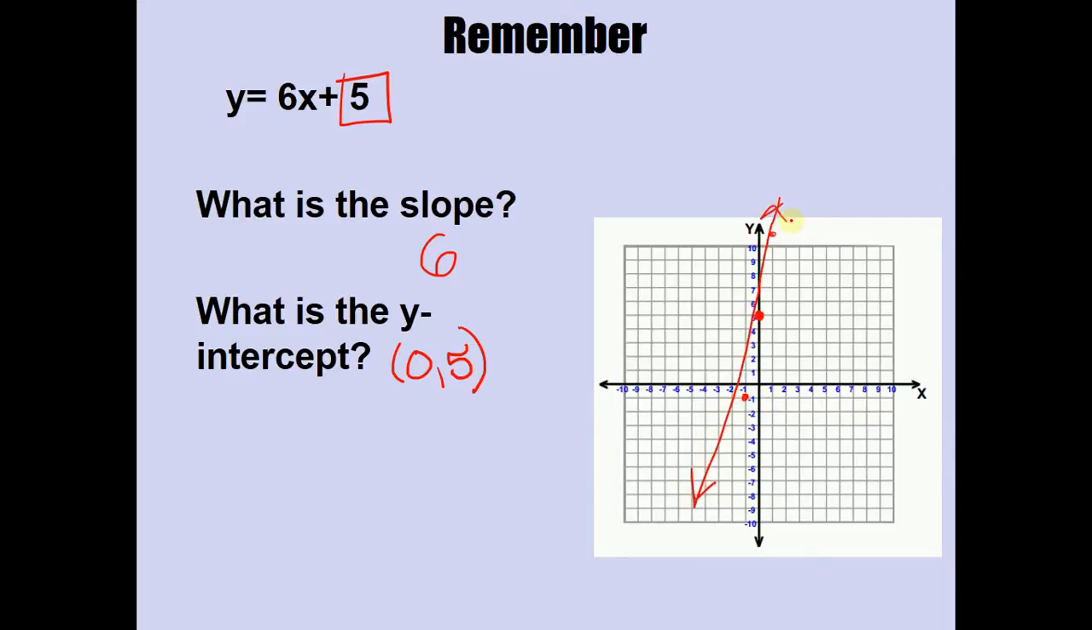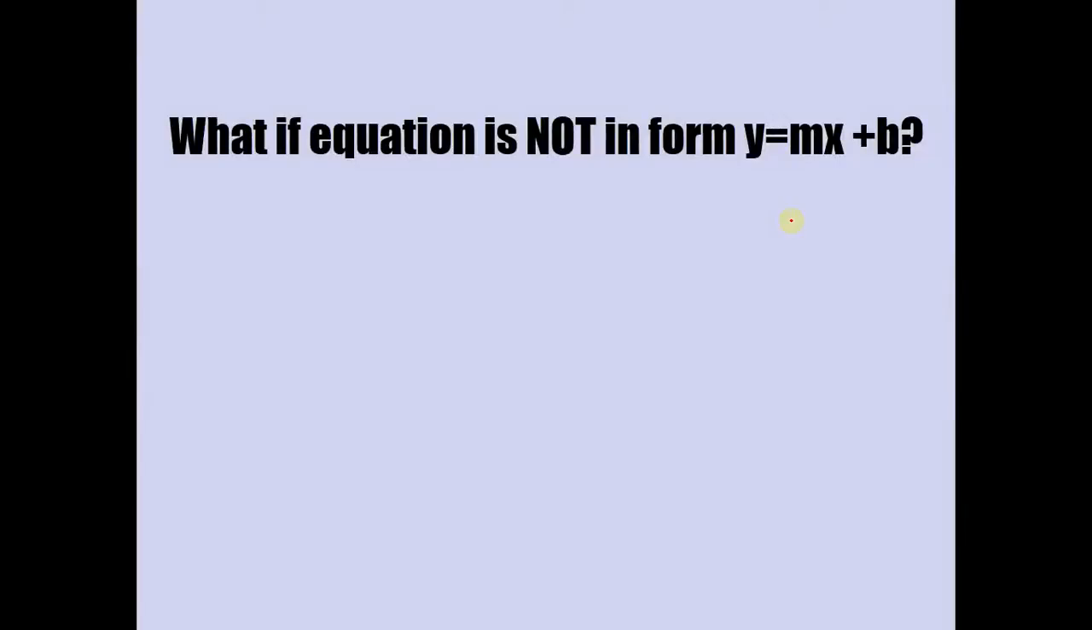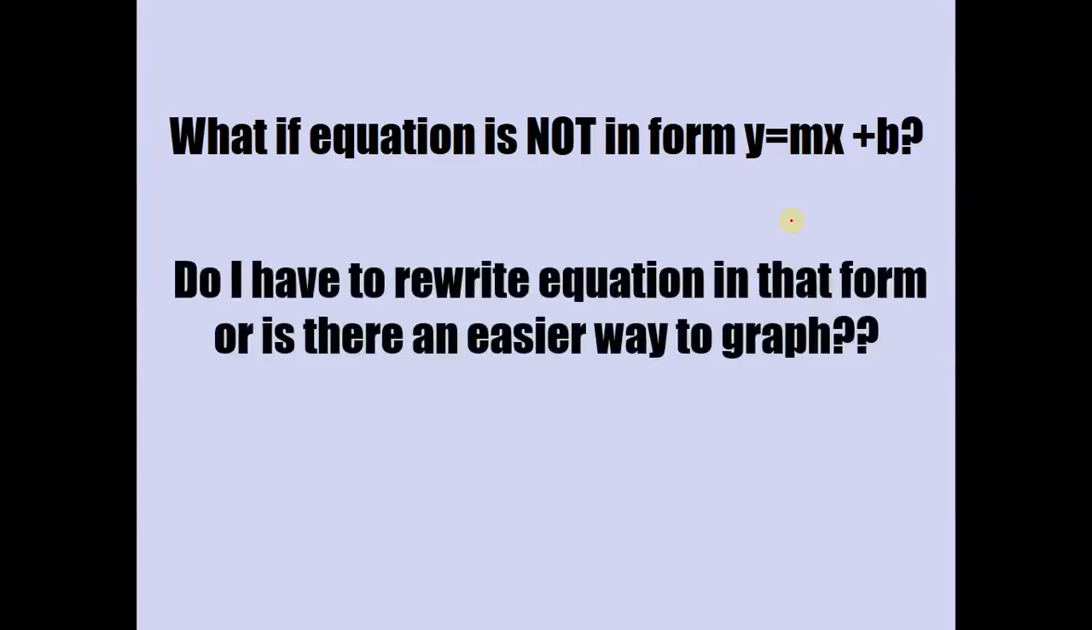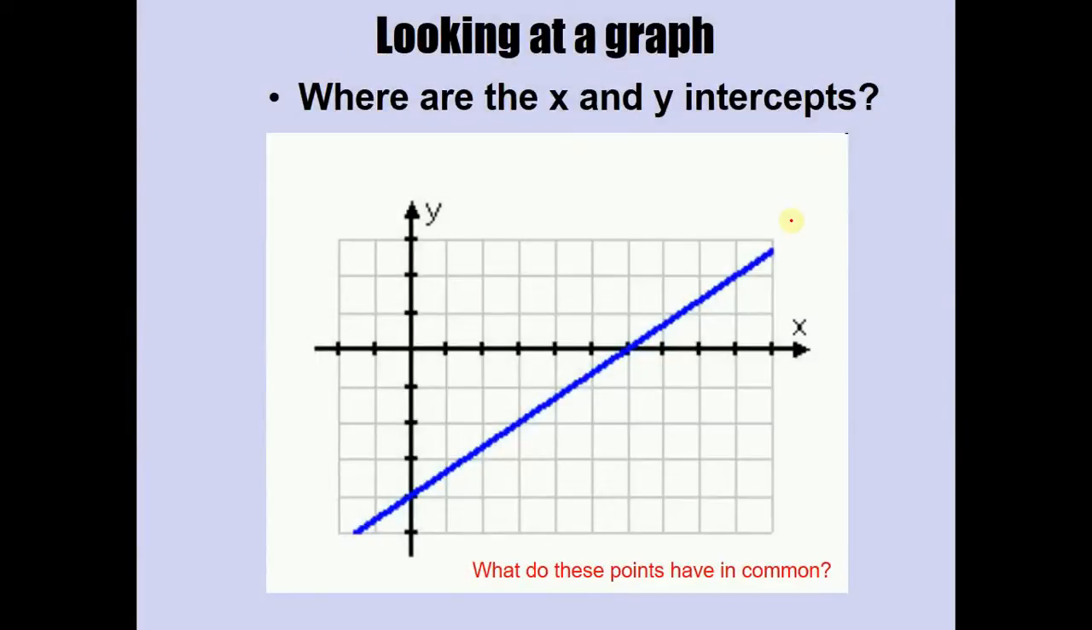So what if, guys, this equation is not in the form y equals mx plus b? Do I have to rewrite that equation into that form, or can I graph using an easier way? Here's an example. 3x plus 2y equals 4. Ultimately, guys, I would have to subtract 3x, and I would have to divide by 2. It's going to take me 10 times longer to do it in y equals mx plus b form. Now, what if we would look at the x and y intercepts?